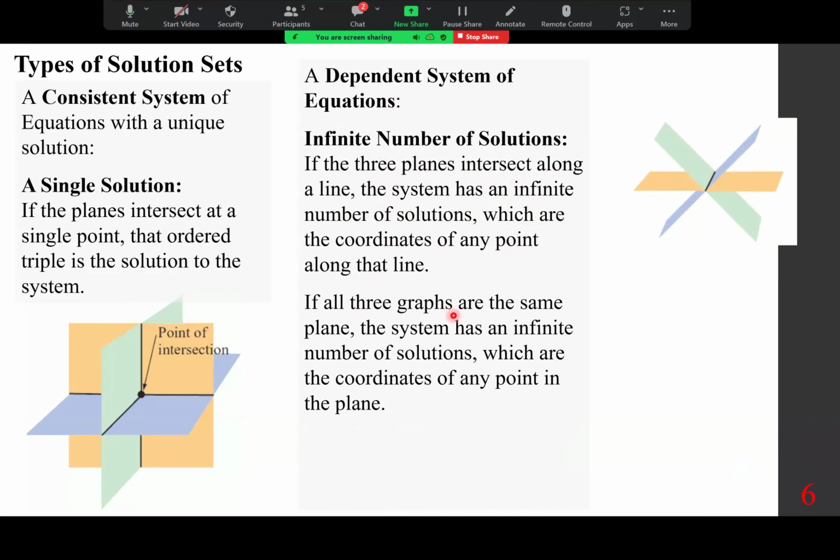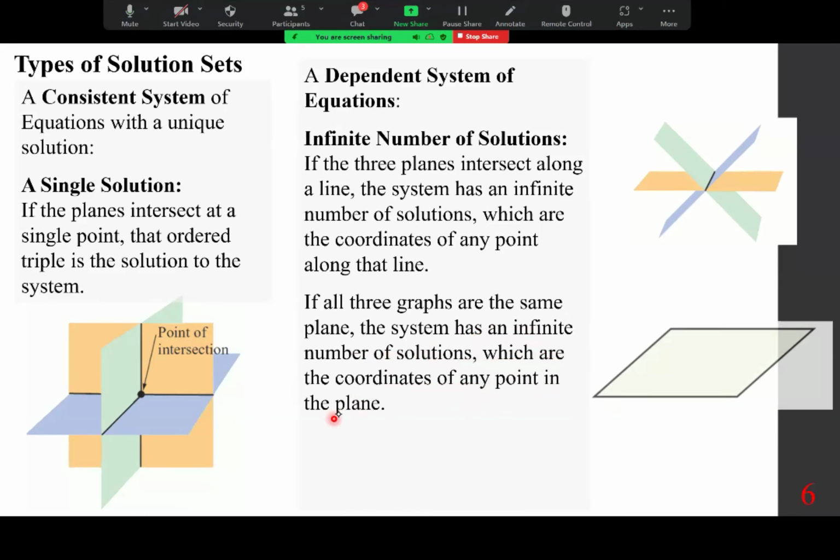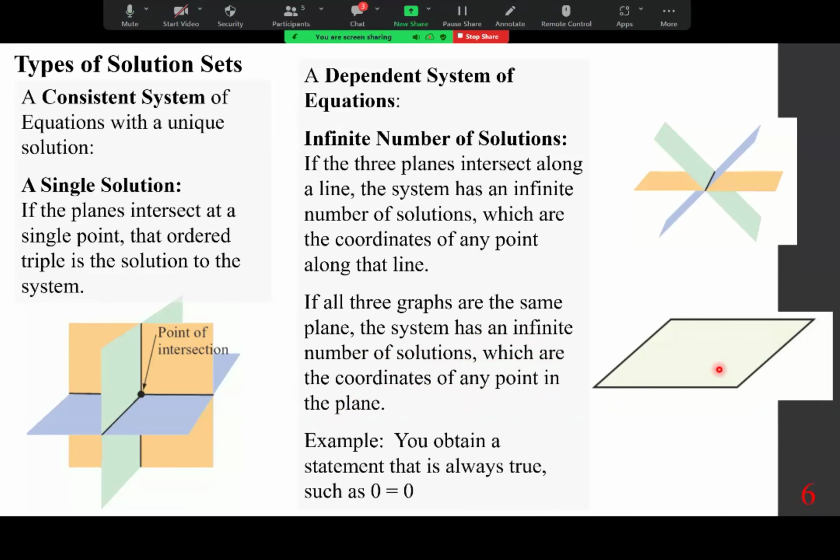If all 3 graphs are the same plane, the system has an infinite number of solutions, which are the coordinates of any point in the plane. So all 3 are the same. For example, you obtain a statement that is always true, such as 0 equals 0. If we go through the process of solving by substitution or elimination, we end up with a true statement, an identity.